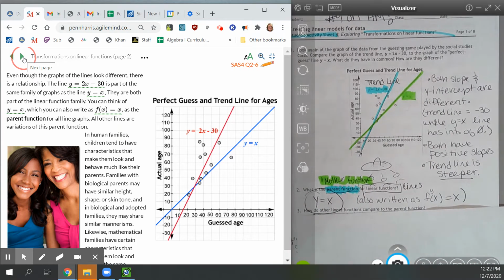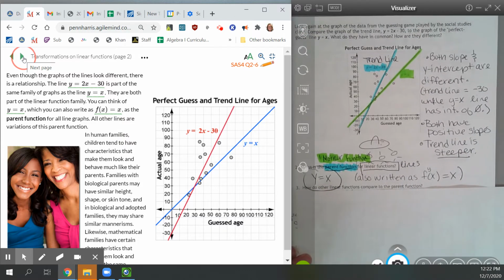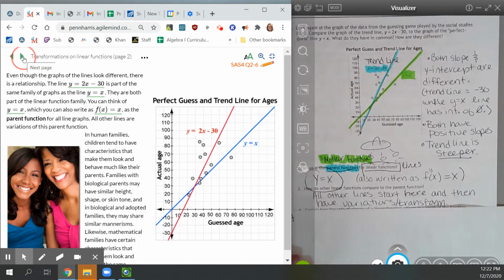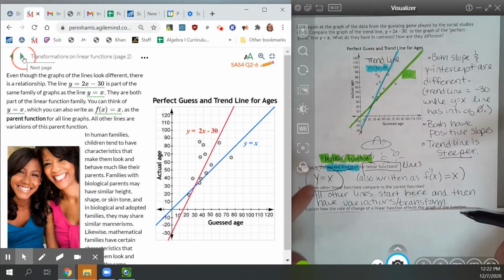Okay, and what they want to know is how do other linear functions compare to the parent function? So how do all of our other equations compare back to this equation? Well, all other lines start here and then they have variations and they transform.